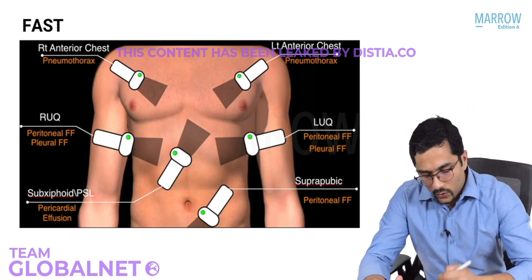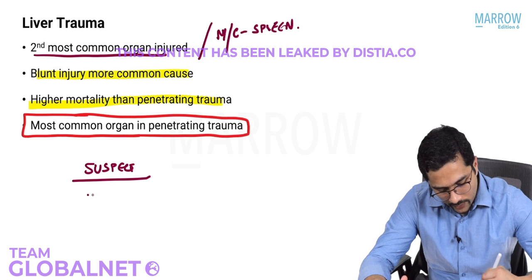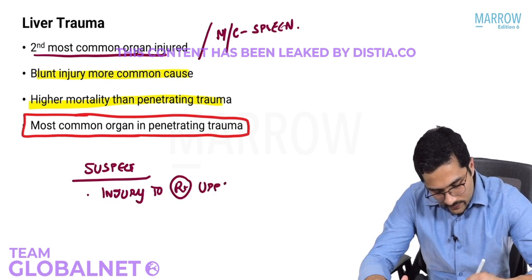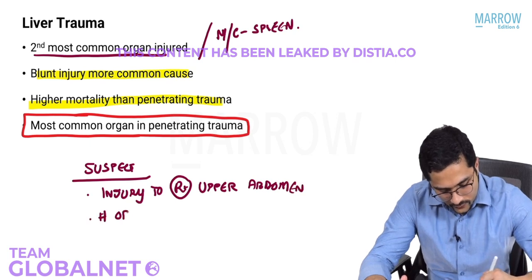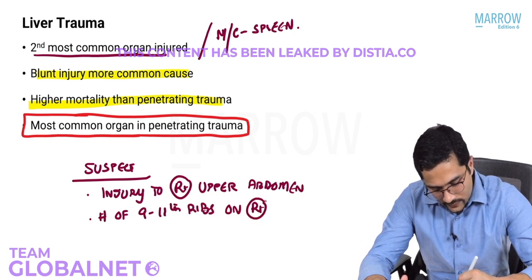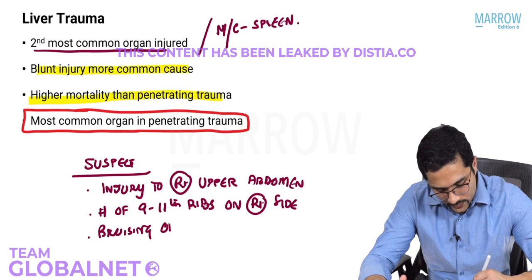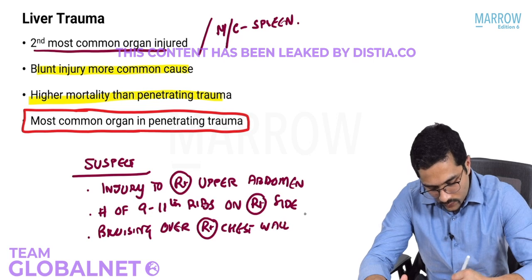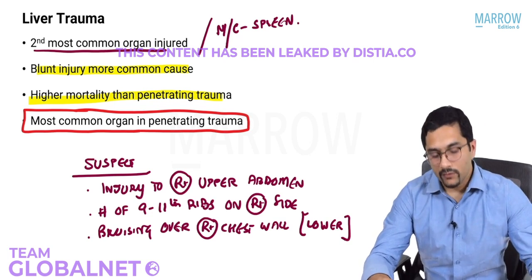Now, the first thing which you should know, when should we suspect liver trauma? We suspect liver trauma if there is injury to the right upper abdomen, or there is fracture of the 9th to 11th ribs on the right side, or there is bruising over the right lower chest wall. These are the times when we need to suspect liver trauma.